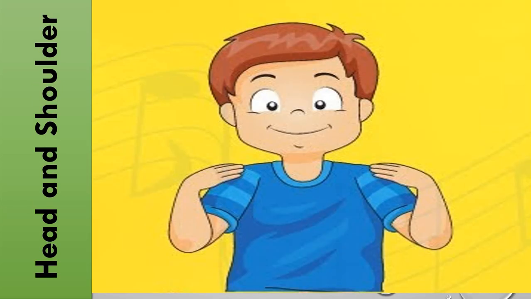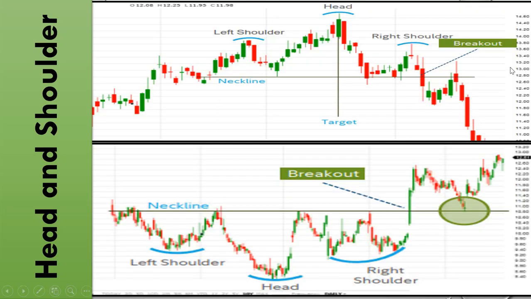Now next comes your head and shoulders. As you are seeing, this is a diagram and we have two shoulders and one head. One is the left shoulder, one is the right shoulder, and the head is in between. Whenever the prices move up, you can see over here, your prices are moving up and then down. And again it increases, greater than your left shoulder. And then it comes down and again it increases and goes down. So this is your left shoulder, this is your right shoulder, and in between there is a head.